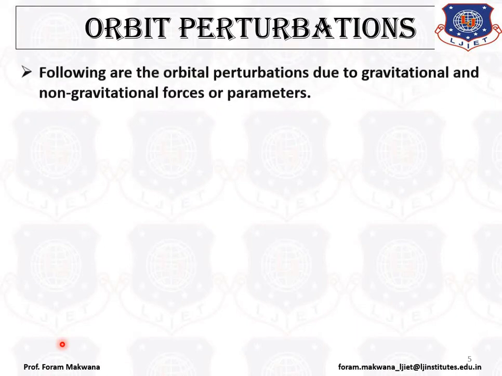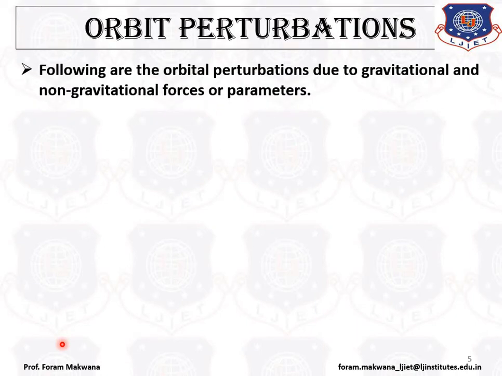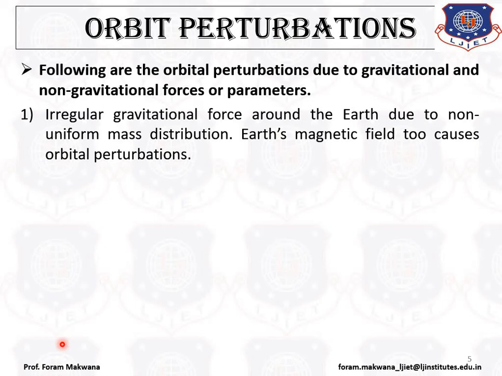Now we are focusing on the next topic, that is orbital perturbation. Perturbation means a deviation, and when we say orbit perturbation, it means deviation in the orbit. Then what are the reasons for the orbit perturbation? The first reason is irregular gravitational force around the earth due to non-uniform mass distribution, because the earth's magnetic field also causes the orbital perturbation.